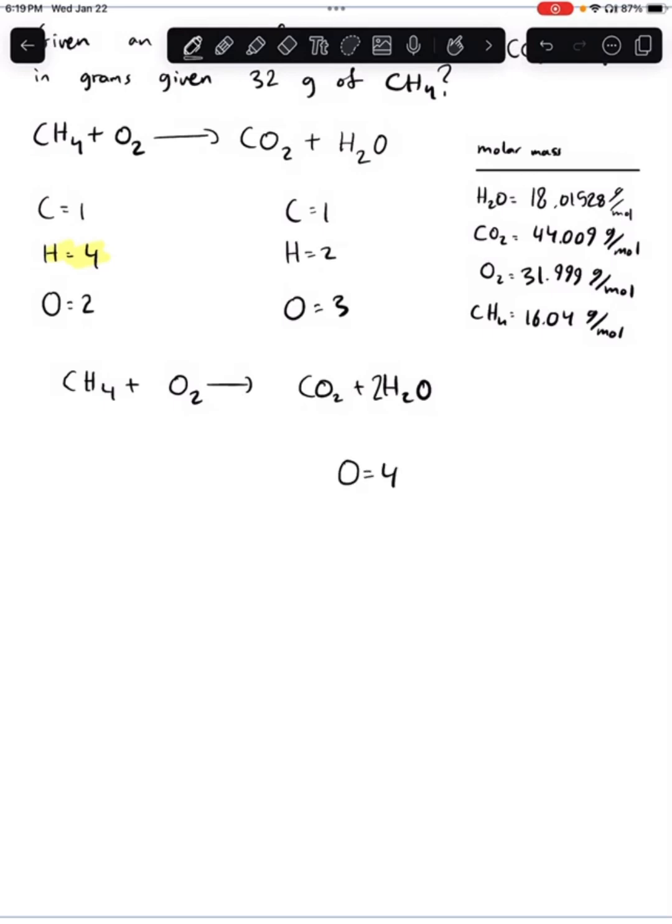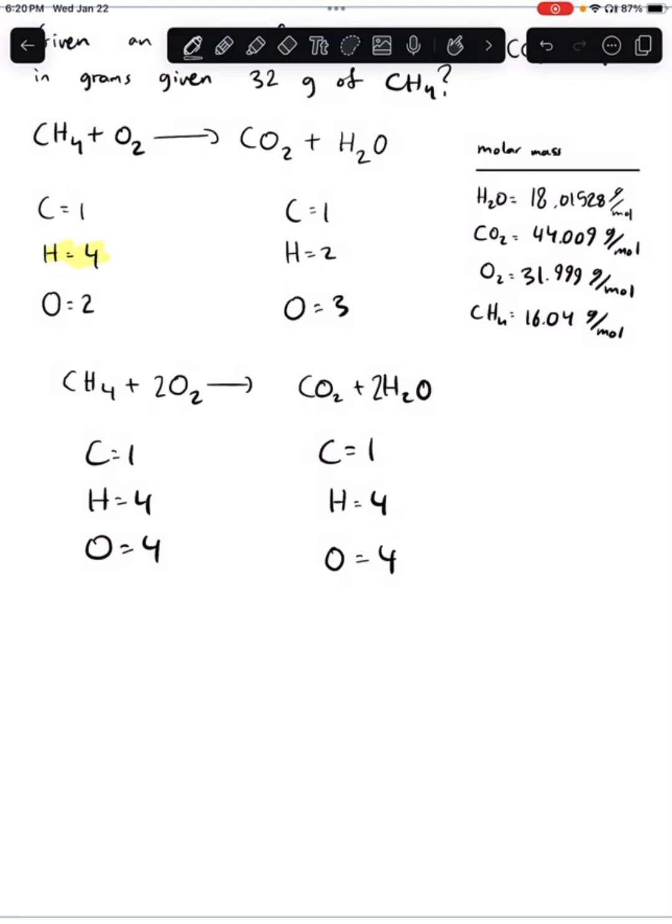And remember that we need to have the equation balanced. So if we have 4 oxygens on the product side, we need to have 4 on the reactant side too. So in order to add that, we just put a 2 in front of the oxygen. And there you go, now you have 4 oxygens on the reactant side. So now let's check again. You have one carbon, 4 hydrogens, and 4 oxygens. And on the product side, you have 1 carbon, 4 hydrogens, and 4 oxygens. So there you go, you just balanced the chemical equation.